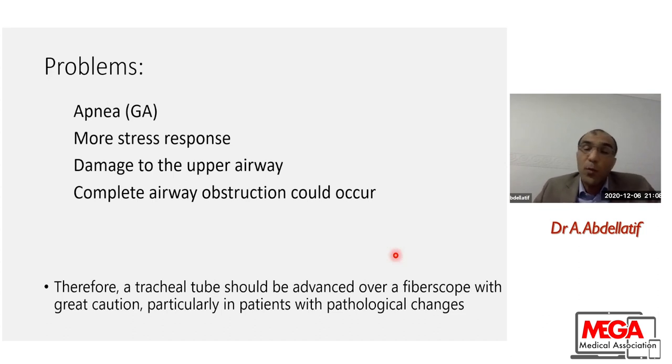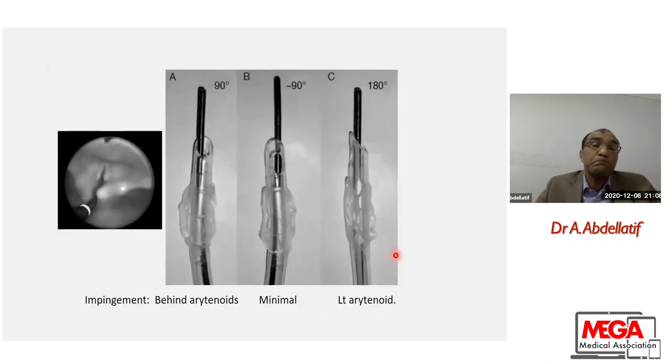What will happen if I face this impingement? I will try to push, the tube is not going inside. So maybe I will cause more stress response. I will damage the airway. There are some reported cases of arytenoid fracture. And if this happens, a complete airway obstruction will occur from bleeding and edema. Therefore, a tracheal tube should be advanced over a fibroscope with great caution, particularly in patients with pathological changes.